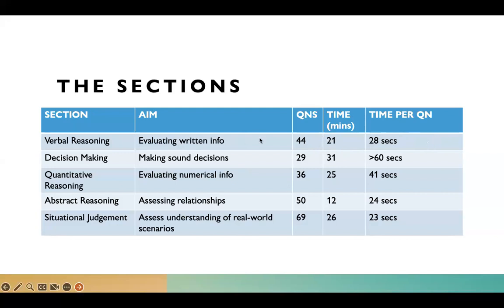And bear in mind that obviously some questions will be a lot easier than others. So you may only be spending 10 or 15 seconds on one question. So you can actually use those additional seconds on another question, which you're struggling more on.